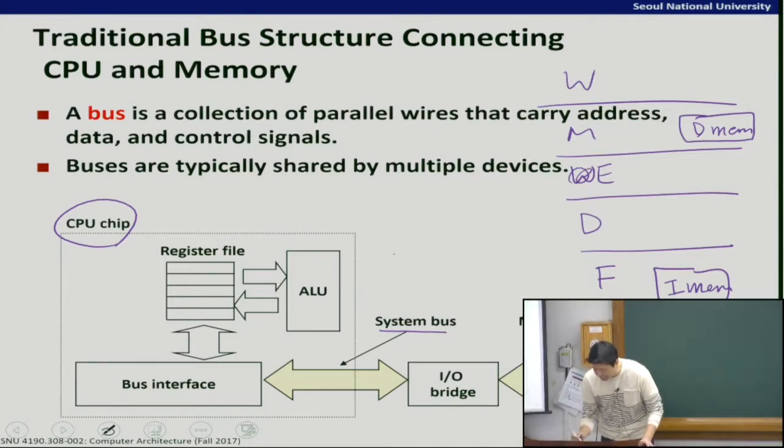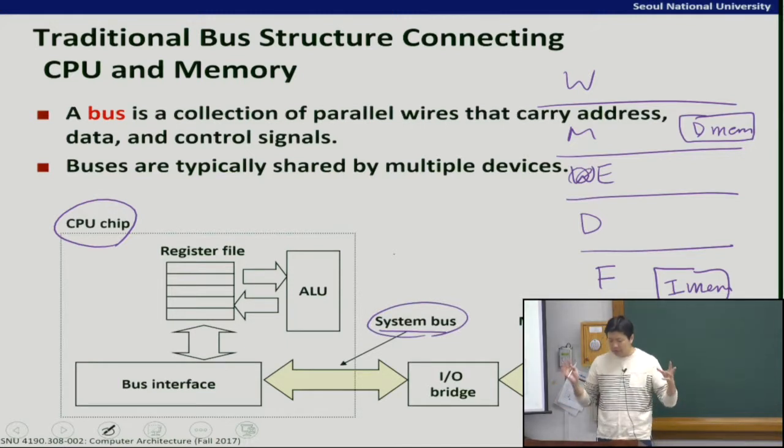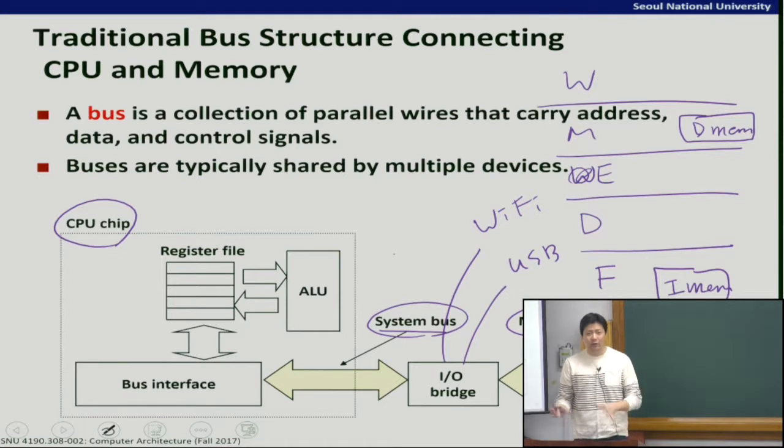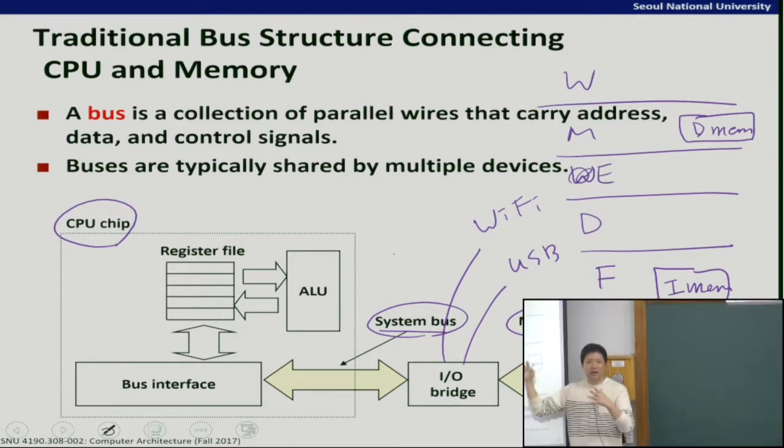Okay, so we have 2 buses here. The first one is called system bus, which connects the CPU chip to the I/O bridge, and the second is the memory bus, which connects the I/O bridge to main memory. The I/O bridge also connects the other I/O devices too. Maybe if you use USB, USB is also connected here. If you use Wi-Fi, Wi-Fi is also connected here. The I/O bridge connects a bunch of I/O devices and memory.